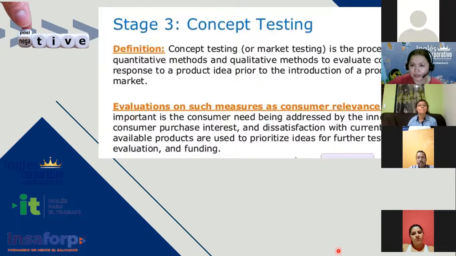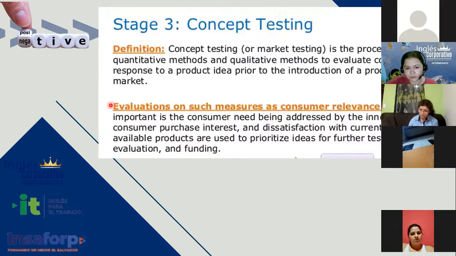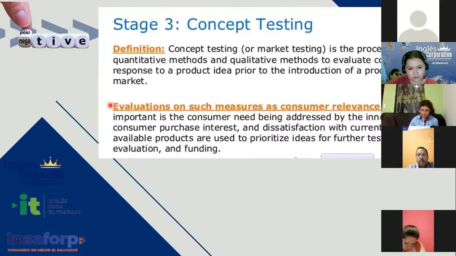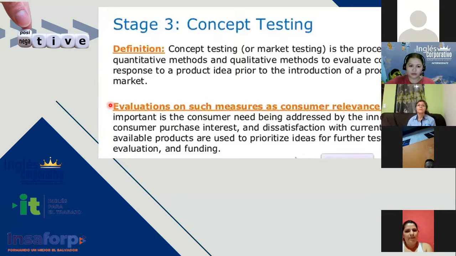Let's see. Rafael, please help us continue with the reading, please. Evaluations of such measures as consumer relevance. How important is the consumer need being addressed by the innovation? Consumer purchase interest and dissatisfaction with currently available products are used to prioritize ideas for further testing, evaluation, and funding. Okay, thank you. Nice.